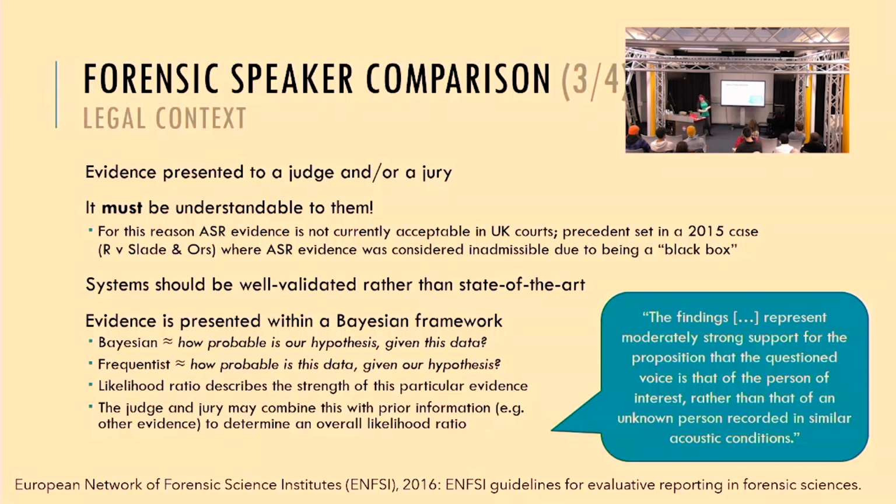But what it also allows us to do is calculate the likelihood ratio for a particular piece of evidence. Once we've got our information about how similar these voices are to each other and how typical they are within a population, we can create what's called a likelihood ratio, describing the strength of a piece of evidence. The judge and jury get all these different pieces of evidence in likelihood ratio form, and they can assimilate them into a conclusion. So there is a mathematical framework for doing so.